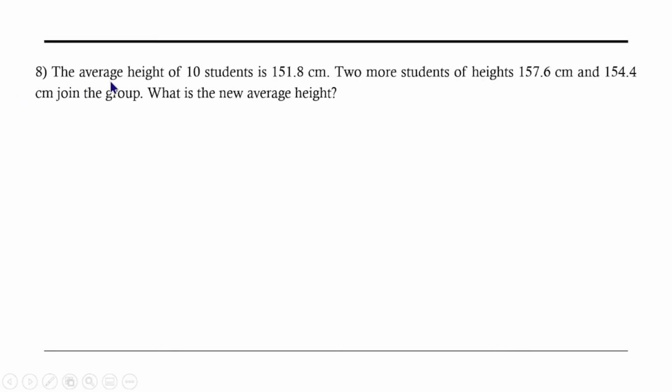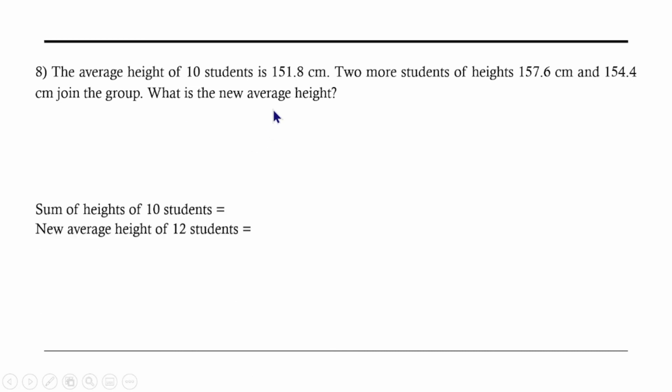Next question, the average height of 10 students is 151.8 centimeter. 2 more students of heights 157.6 centimeter and 154.4 centimeter join the group. What is the new average height? So here it is given the average height of 10 students is 151.8. Then 2 more students are added to this group. Now we have to find the new average height.